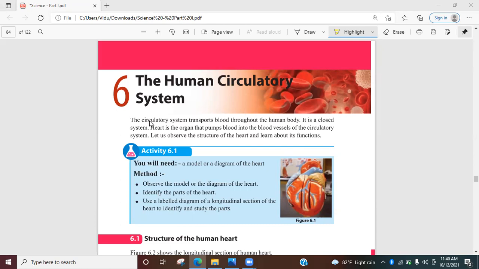You should remember, the circulatory system transports blood throughout the human body and it's a closed system. And also the heart is the organ that pumps blood into the blood vessels of the circulatory system.